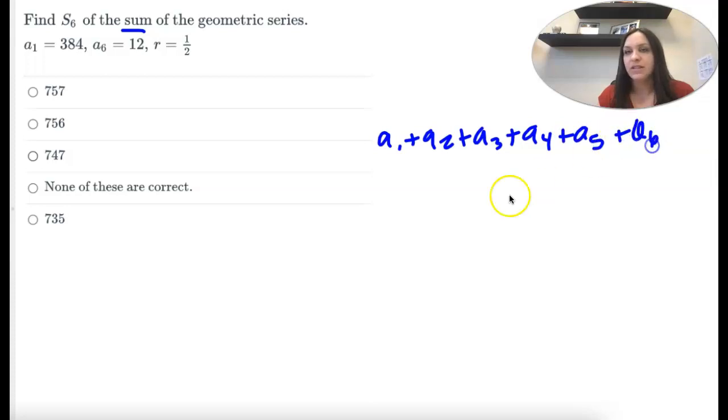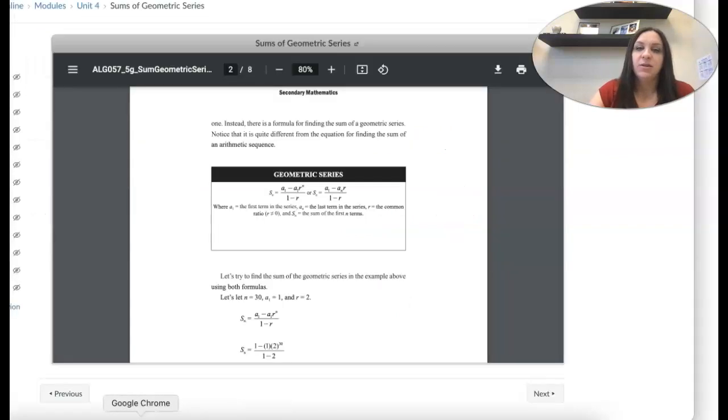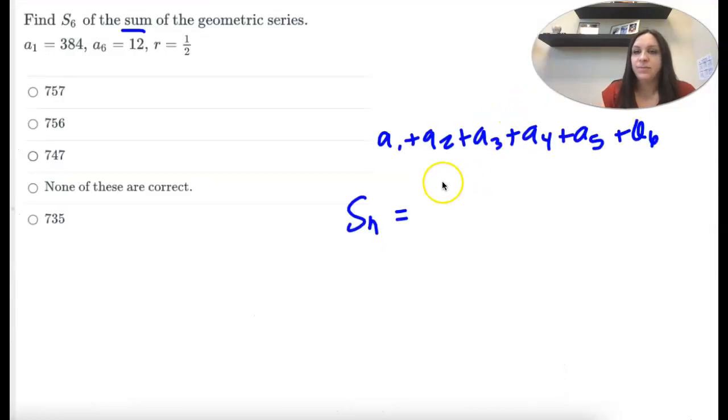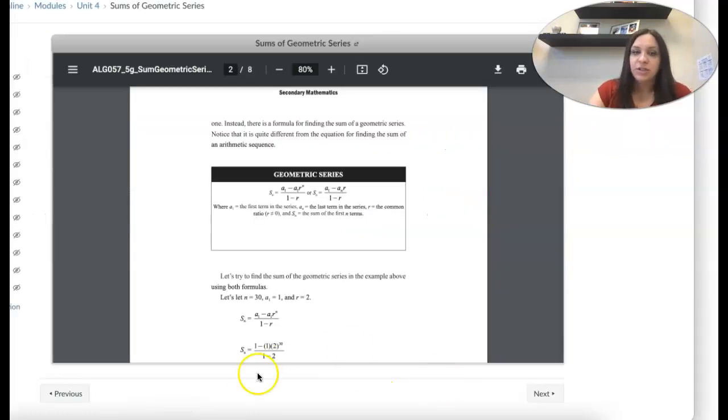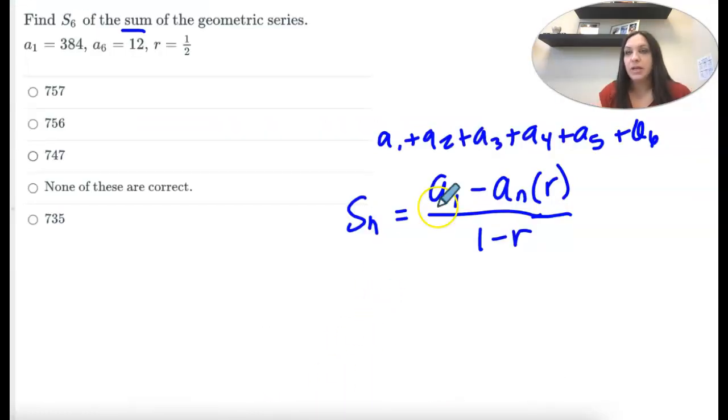Or we have this equation from your notes, where S of n means the sum of n terms. So if we take the first term minus the nth term times r, all divided by 1 minus r, that gives us the sum, which is pretty cool. So let's plug in everything because we know. We want the sum up to 6 terms, so n is 6.